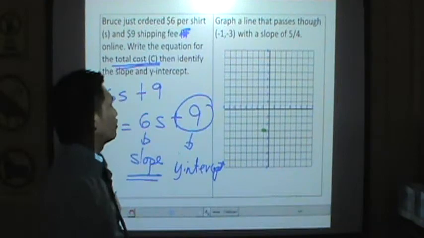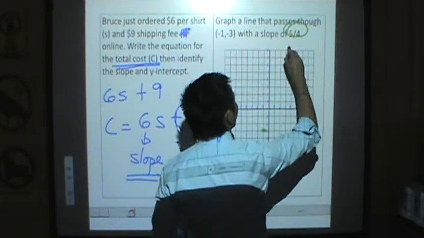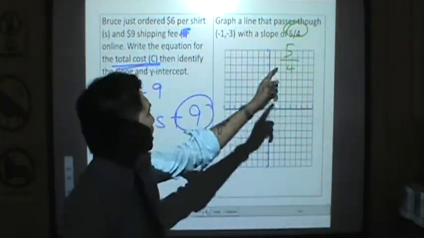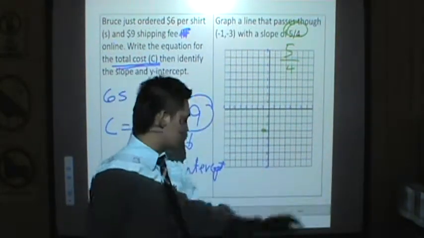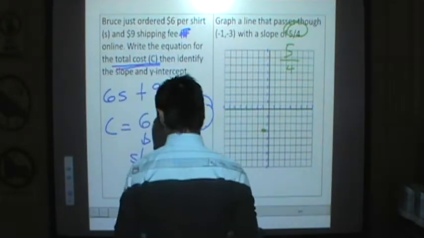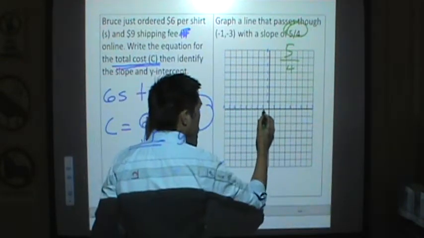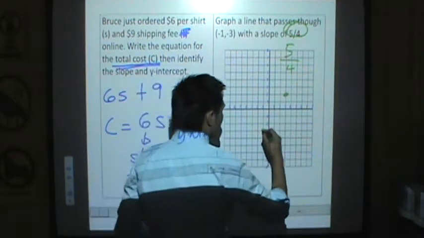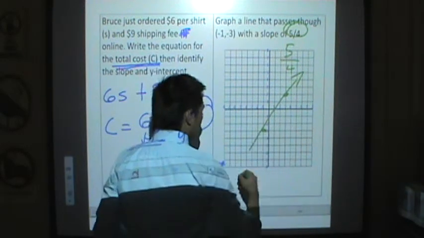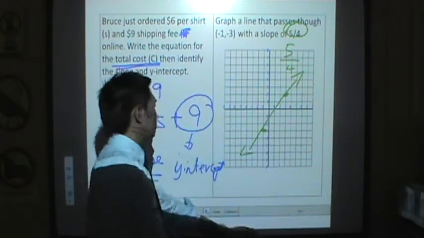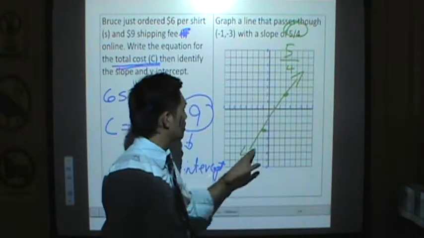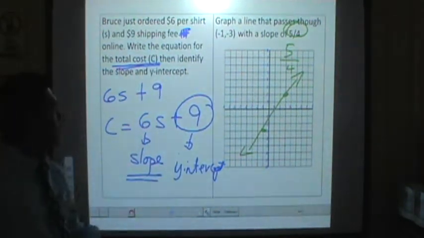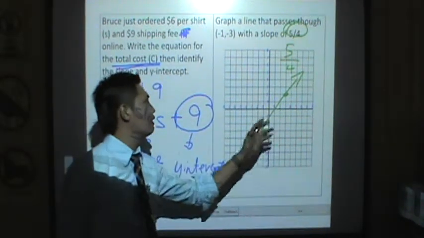Now from (-1, -3), let's apply the slope, which is 5/4. You have to remember that the slope is rise over run. You go up 5, and because it's positive, we go to the right 4. So let's do it. From here you go 1, 2, 3, 4, 5, and then 1, 2, 3, 4 to the right. So here we go. We connect those 2 points and draw a line passing through them. Make sure you have the arrows. This is the graph of a line that's passing through (-1, -3) with a slope of 5/4.